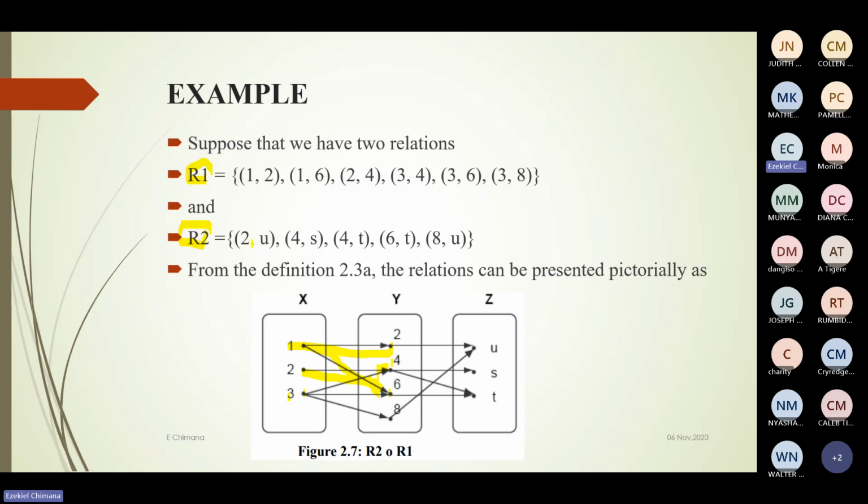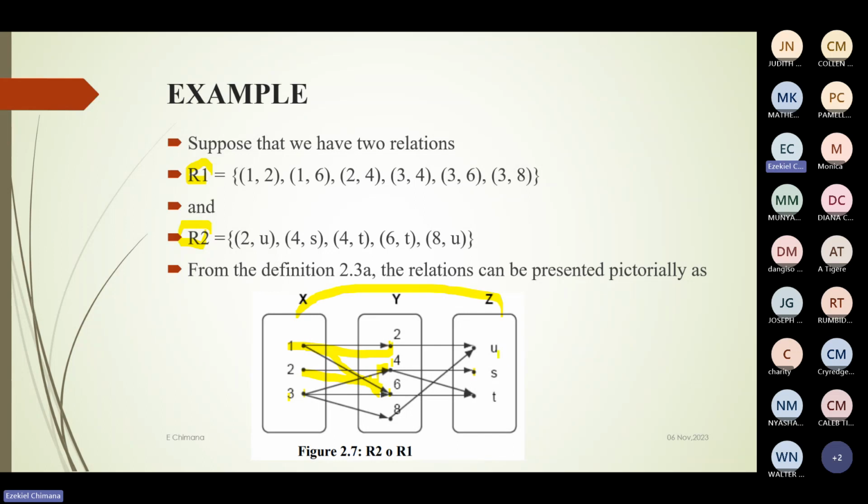And then after that, we've got the R2. R2 is starting, we've got this 2U starting from Y to Z. And then we've got this 4S, this 4 to S, sorry. And then we've got this 4 to T, and then we've got 6 to T and 8 to U as well. So if you want the composition of these relations, like R1 of R2, what you need to do now is to jump from X to Z. So we can go from X to Z through these 2.